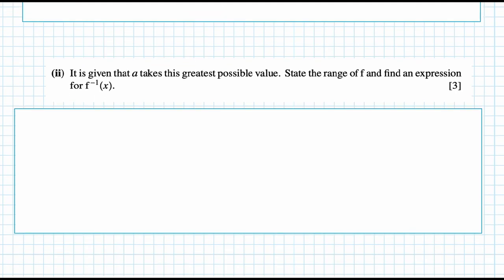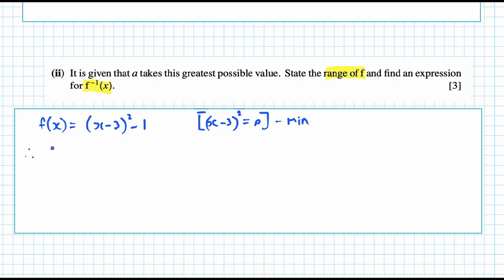It is given that a takes the greatest possible value, find the range of f, and find an inverse as well there. So again, discussing the max or min in this case, so the minimum, f of x is equal to (x − 3)² − 1. We can replace (x − 3)² with 0 at the point where the minimum is. So f of x, or y, is equal to 0 − 1. So y, in this case, is greater than −1.